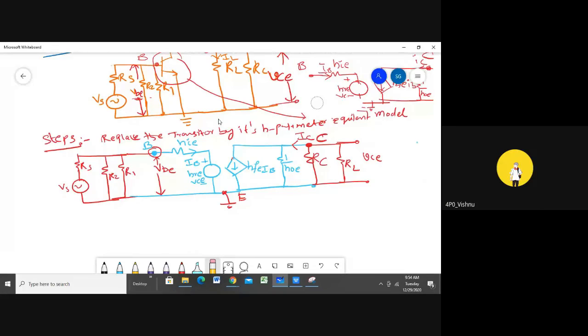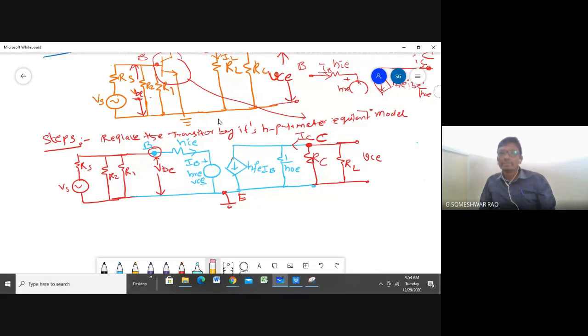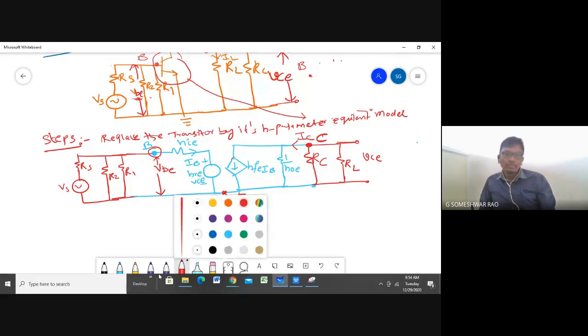Yes, sir. H parameter equivalent model. Yeah, good. Okay. Now what I am drawing here, you have to observe very carefully.